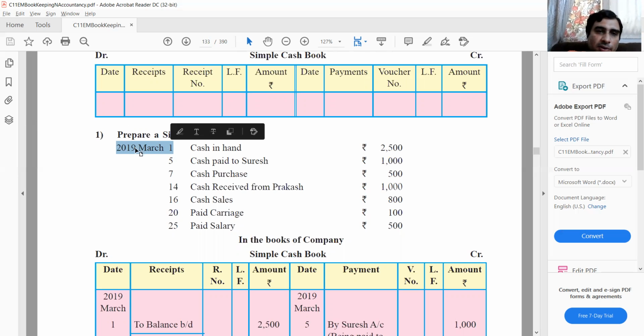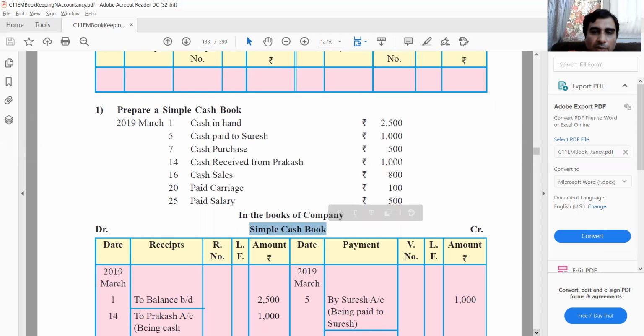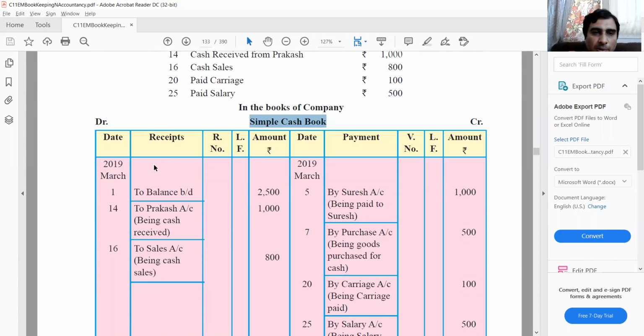So on the first of the month, when they opened the cash box, there were 2,500 rupees of cash available in the cash box. How will you record this in your simple cash book? On the left side, debit or the receipts, because it is money which is already there. So that is going to be 2,500 rupees, to balance brought forward. This is how much balance was already there on 1st of March.